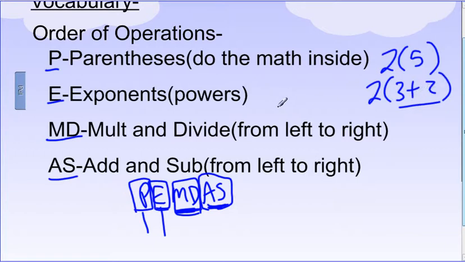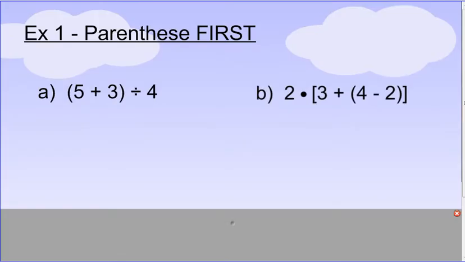Then you do exponents, which are the powers. So 4 to the 3rd power. You do that. Then you do all multiplies and divides from left to right. So whichever comes first in the problem. Then you do all adds and subtracts from left to right. So let's go ahead and see it.